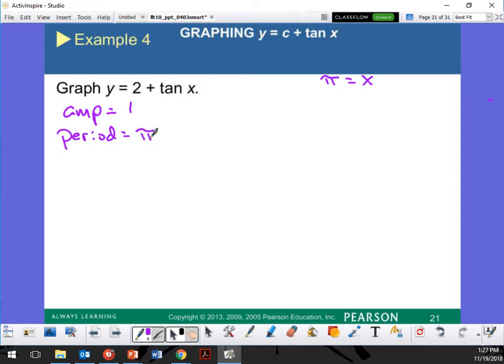Now, the difference between tangent, cotangent, and the others is right here where I have to go and do my asymptote. So I'm going to do that. So my first asymptote for tangent is going to be where? Negative what? 2 pi. Nope. Negative pi over 2. And my other one? Positive pi over 2. Positive pi over 2, right? Yeah.